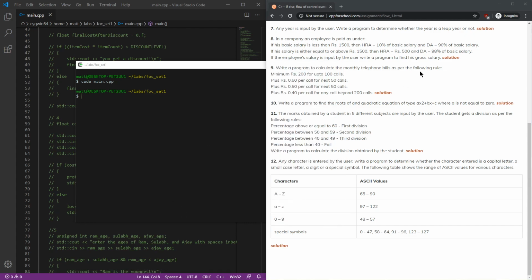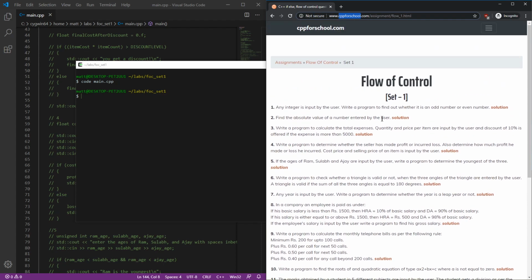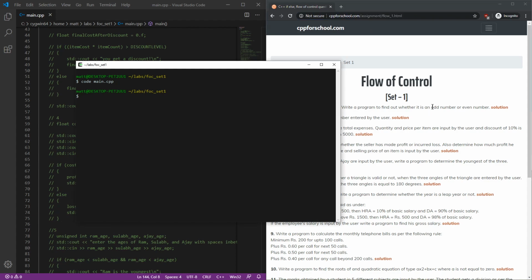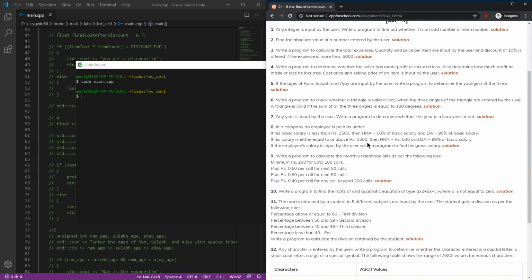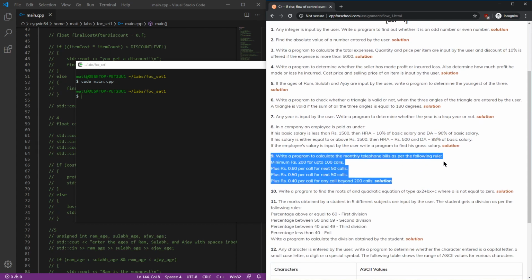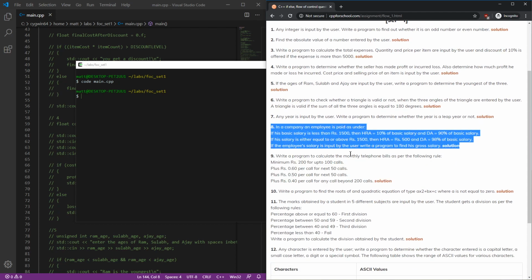Today we are continuing the old CPP for School series. Basically this is just going through a bunch of C++ questions and solutions and implementing the solutions that come from this website. We've done a bunch of them in the past. We're up to flow of control, still in set 1, and we're up to problem 9. Last episode we ended at question 8.